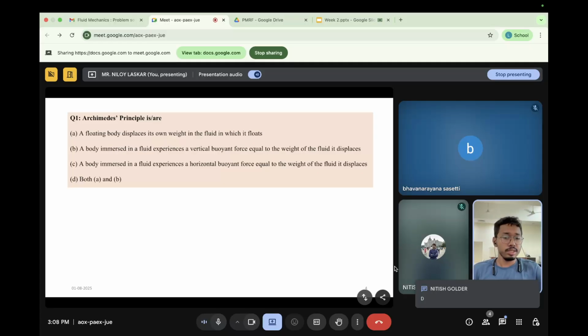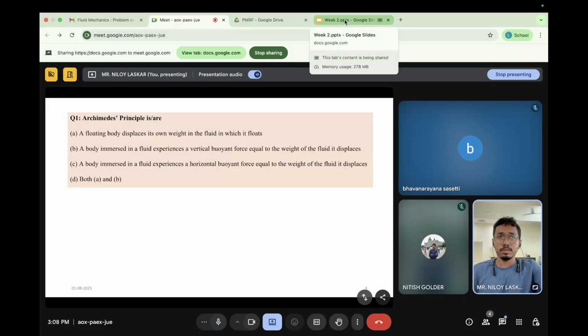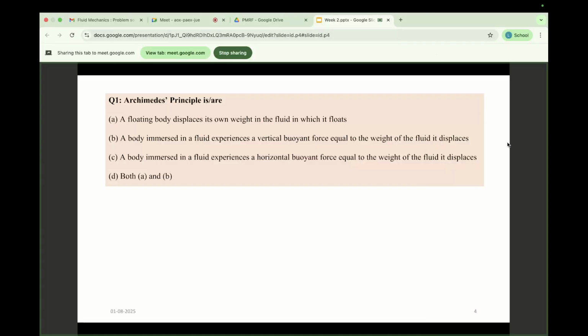So Mr. Nitish has answered it as D. Okay, good. Yes, the correct answer is option D.